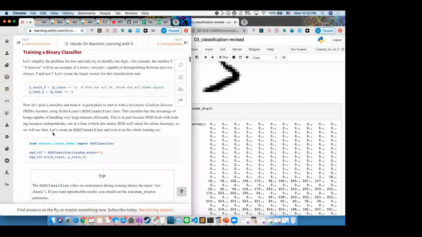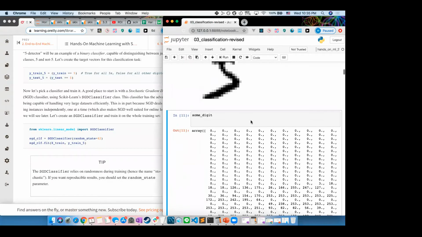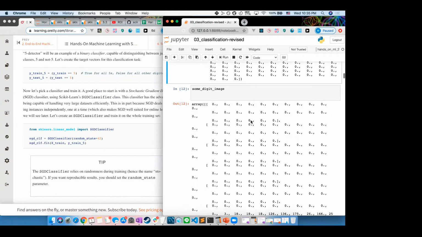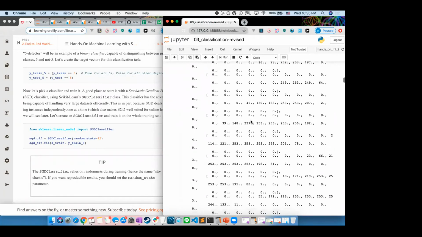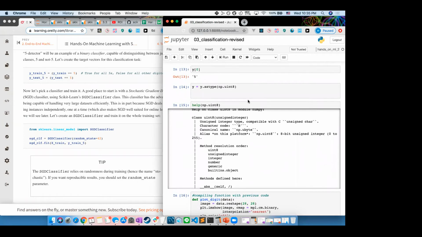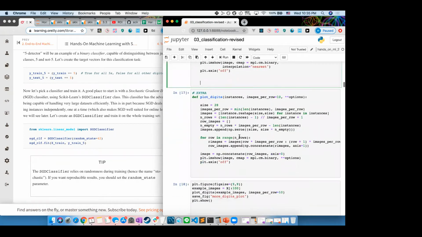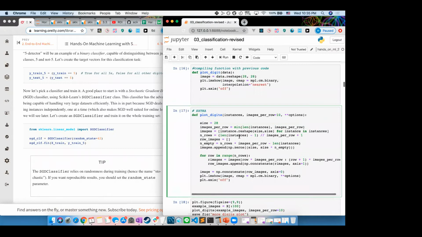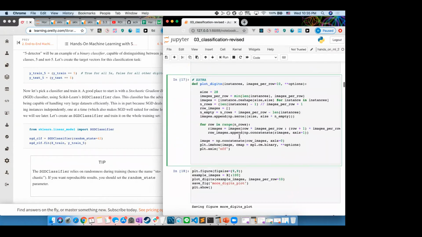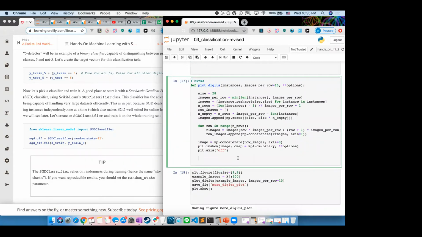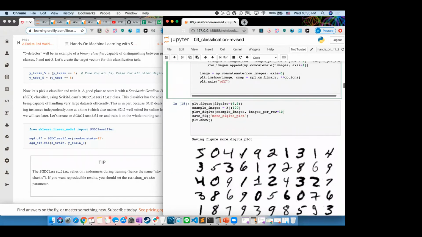Array, and if it's equal to 5, then it will be true, and if it's not equal to 5, it will just be false. Again, for the test set, it's the same thing. Okay, so let me run these. Does anyone have questions on this? This was just plotting these images.